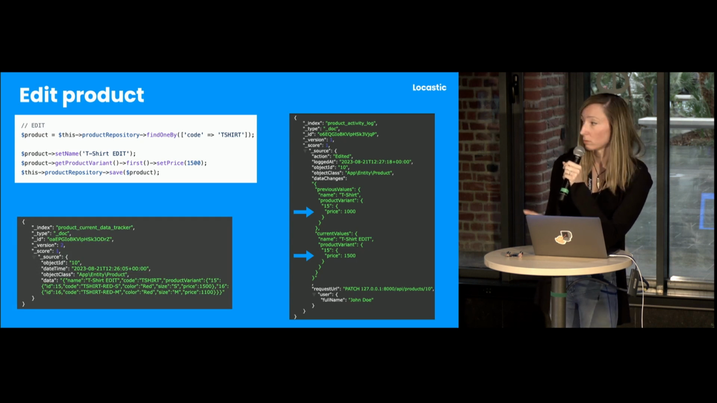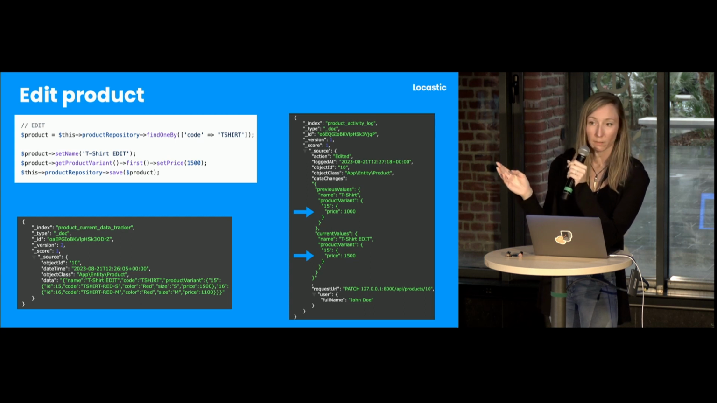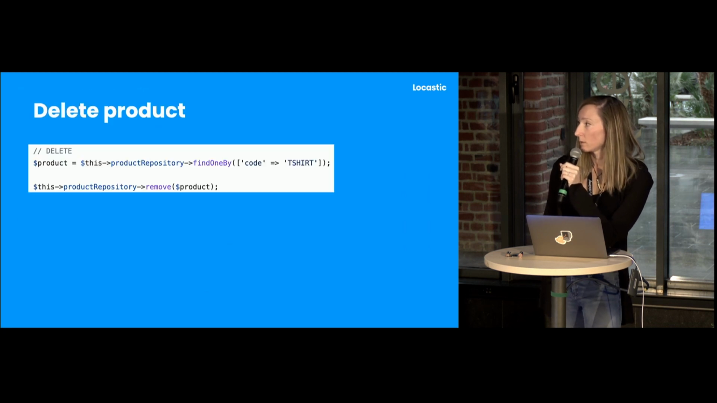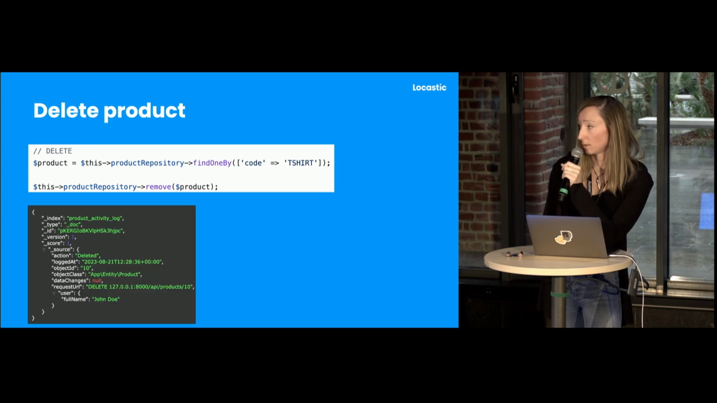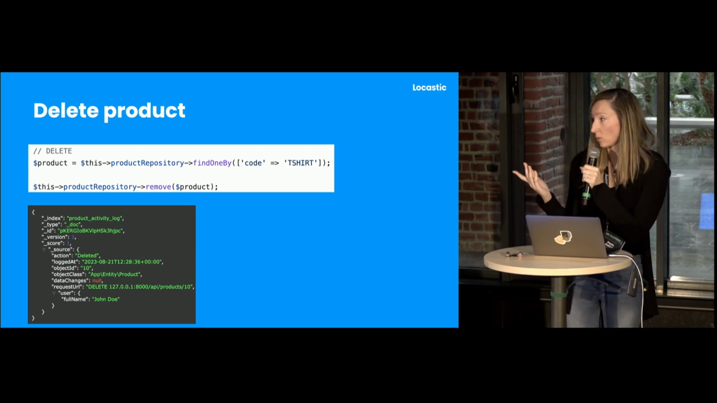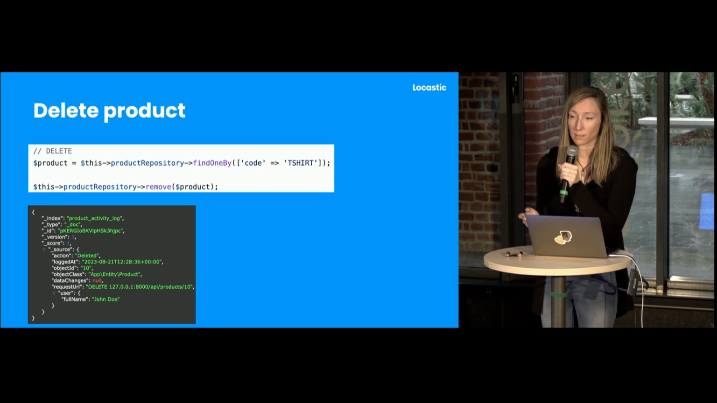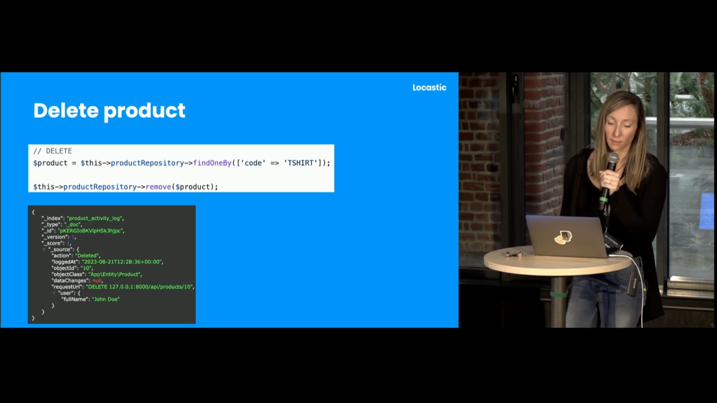And also, it needs to update the current data tracker, so now we have the brand new values for comparing for the later changes. And delete product, basically we just remove it from the database and we get this log. So action is deleted and the rest of the fields are the same. We also don't have any data changes because nothing is actually changed in the data. We only removed it from the database.